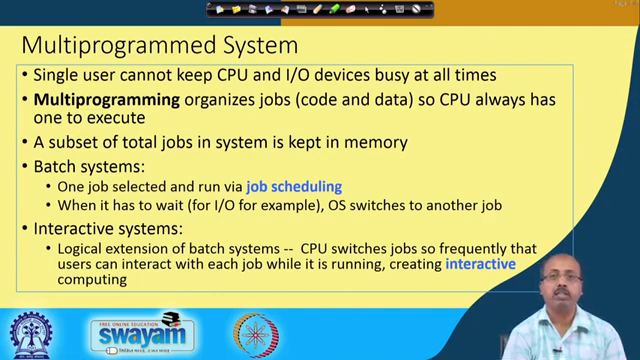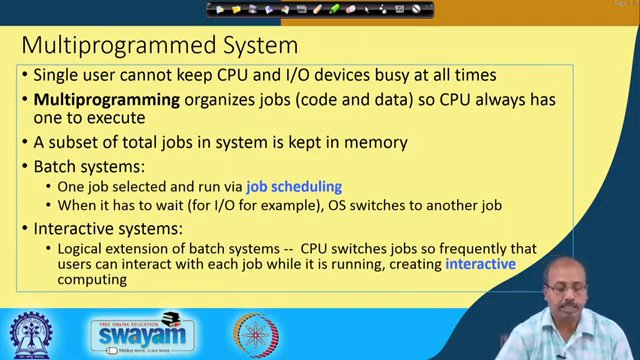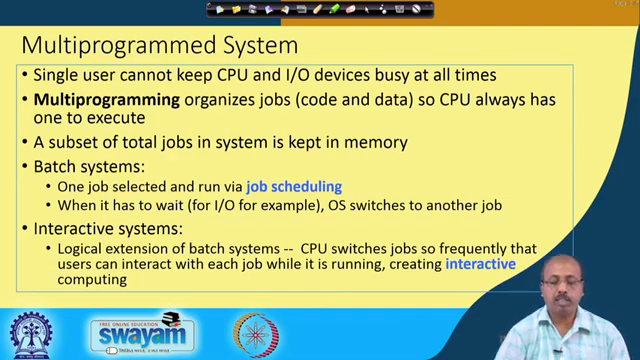So, if there are multiple users, they have submitted a number of programs, then when one user is not giving the data or doing the IO operation, then another user's program can be taken up by the CPU for execution. Similarly, if one user is not using the IO device, then some other user's IO operation may be carried out at that time. So, a subset of total jobs in the system is kept in memory, and there are two types of systems. One is called batch system, another is called interactive system.